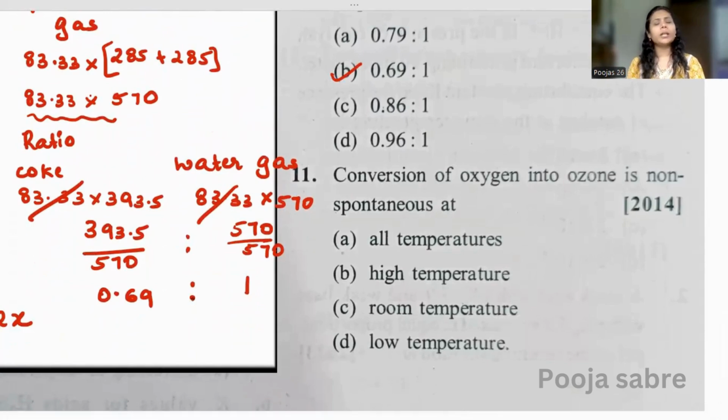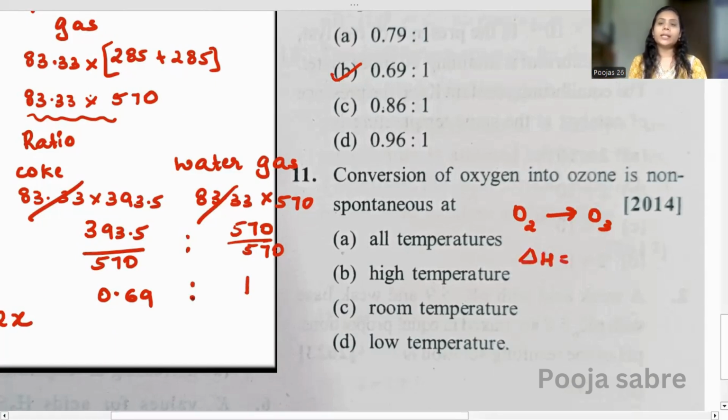Clear? Now coming to the last question of the chapter: conversion of oxygen O2 into ozone is a non-spontaneous act. Now we know that whenever O2 gets converted to O3, definitely the O2 bond is breaking. So if a bond is breaking, it requires some amount of energy. So some amount of energy will be absorbed. So basically it is an endothermic reaction. And if it is endothermic, definitely delta H will be positive. Clear?